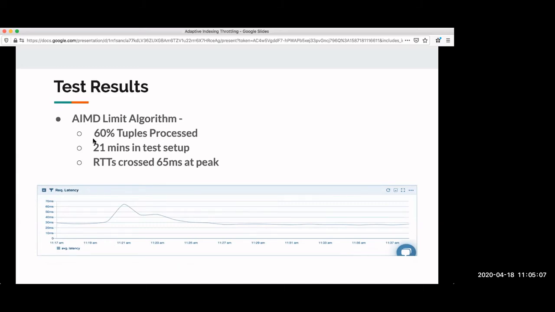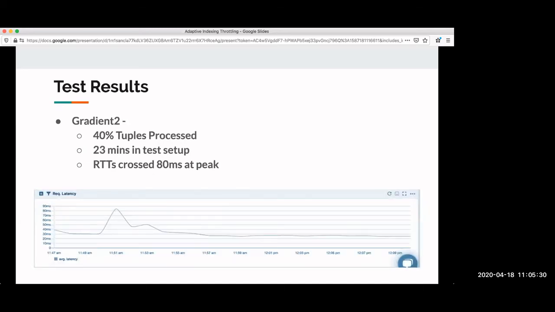So AIMD was only able to process 60% of the messages we pushed at it in 21 minutes. And the response times are a little better than the in-house one. The in-house one saw a maximum response time of 70 ms. Here we are seeing a maximum response time of 65 ms at the peak read traffic.